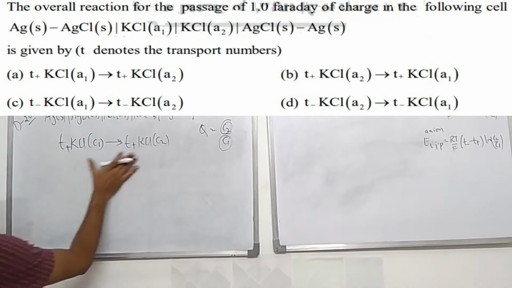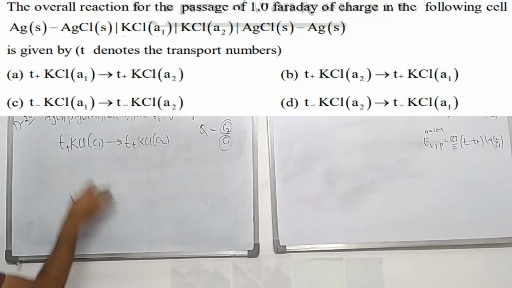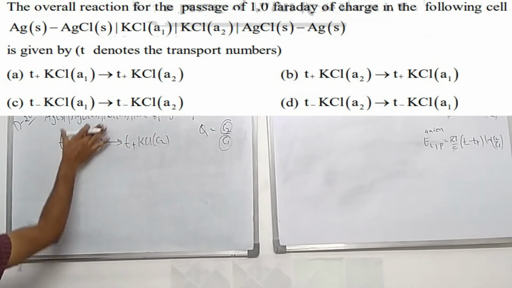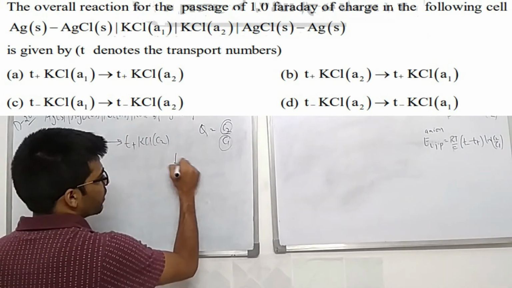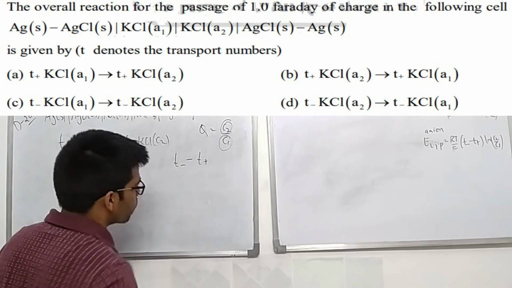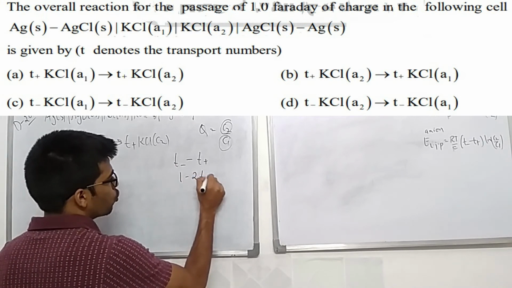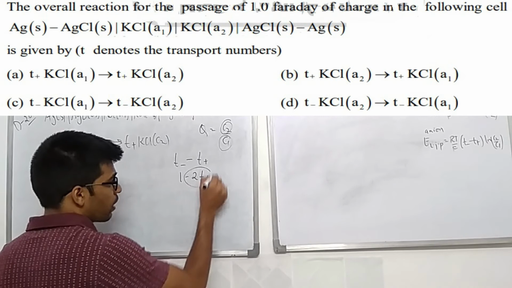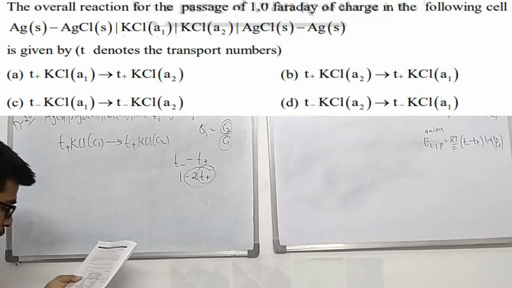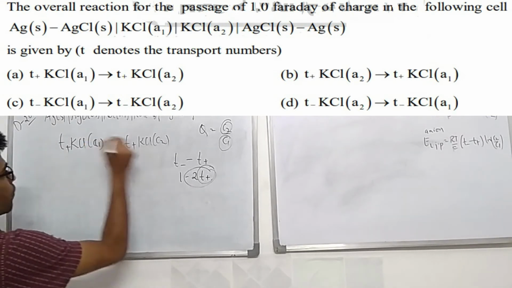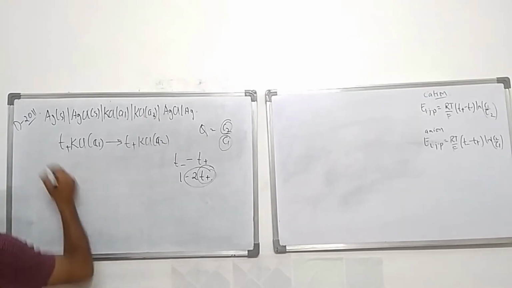Now, if you don't remember this, the easiest way, or the long way, is to do the derivation and get to this point. I mean, write the cell notations for the half cells and get to this point. Or you can use that formula. In the bracket, it is given T minus minus T plus. The minus sign is in front of T plus. That means it would have come from 1 minus 2T plus. Now, if it has 2T plus, that means the transference will be with respect to T plus. So that is why I have written T plus here. Now this is given in option number A.